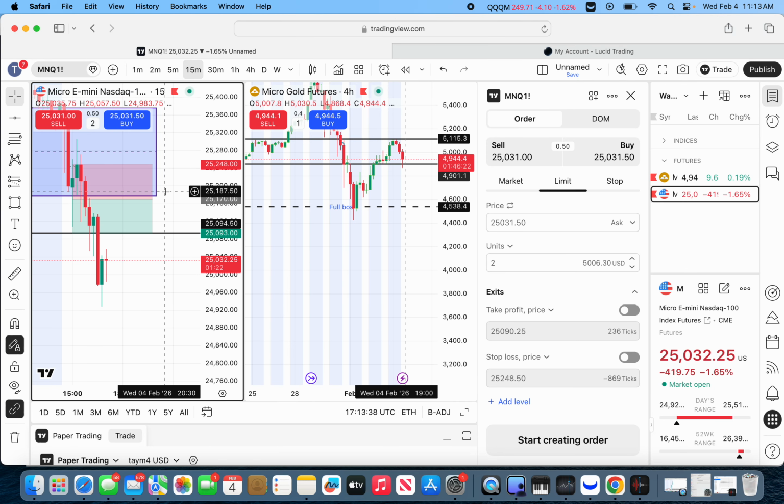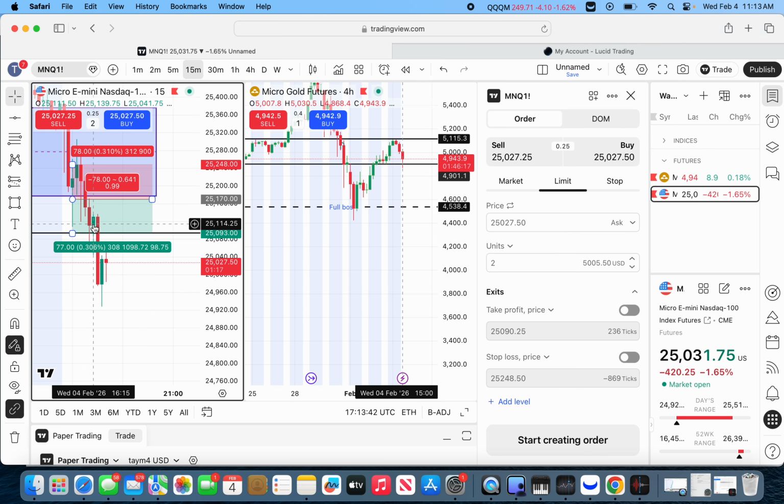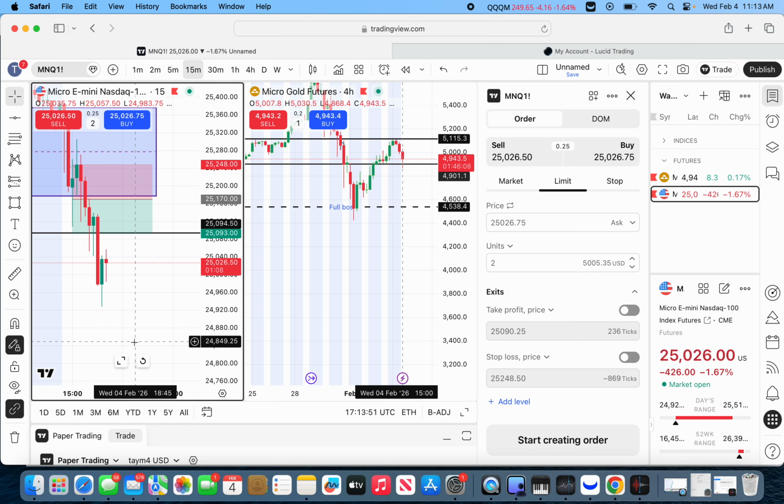You want to enter at the highest point up that you can in a downtrend. You don't want to enter it all the way down here when it's already moving down. You want to catch it when it comes up. You know what I'm saying? Catch it when it comes up so that you can catch that whole drop back down.